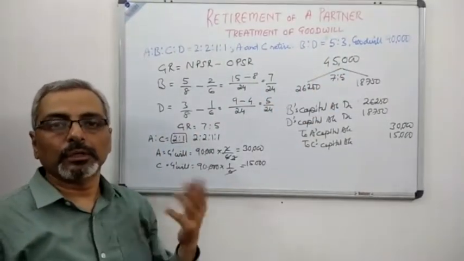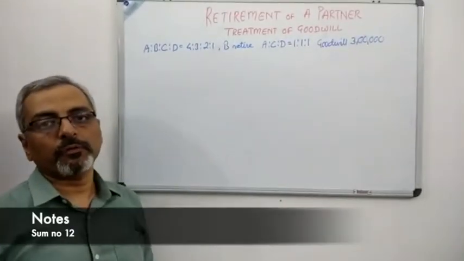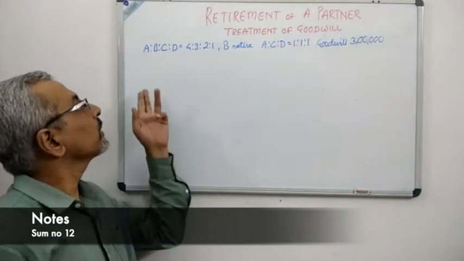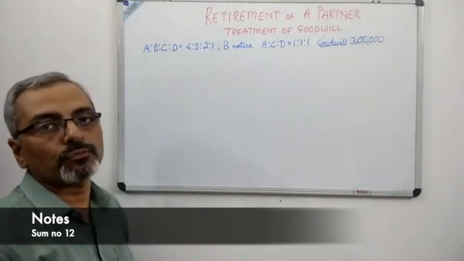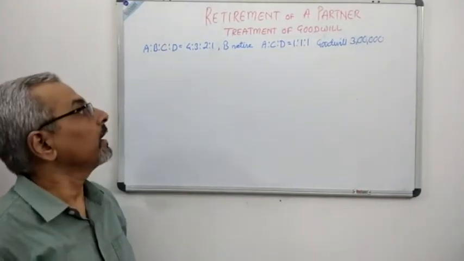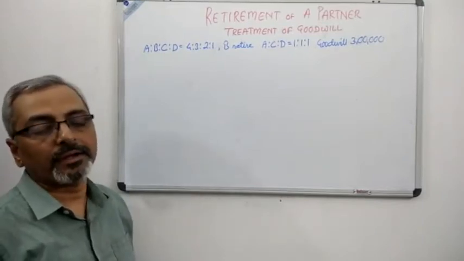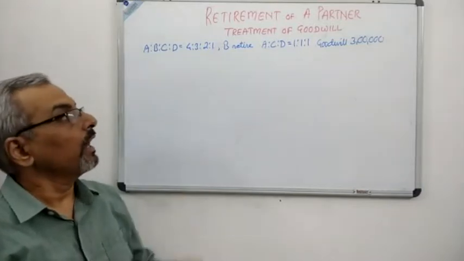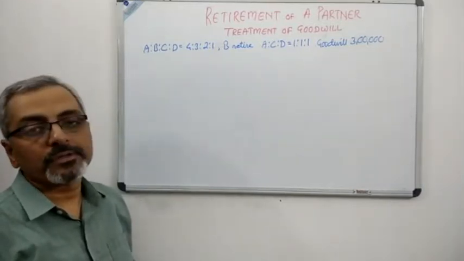After that, we'll move on to the next sum. This is question number 12 of the textbook, where you can see that there are four partners, A, B, C and D, with a profit sharing ratio of 4:3:2:1, and B has retired, and then A, C and D have decided to share the future profits equally, and the goodwill at the date of retirement is given as 3 lakh.